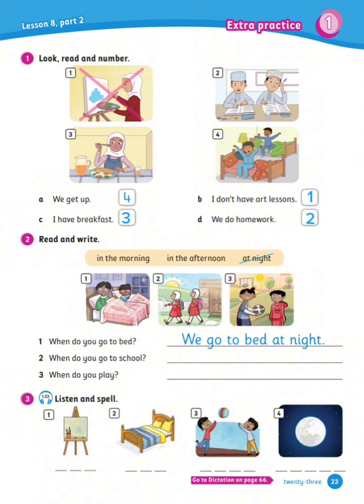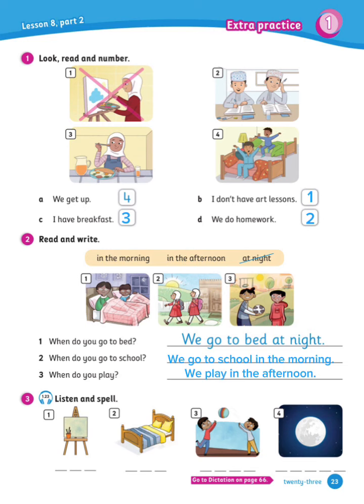Exercise number 2. Read and write. Look at these pictures. Then read the questions. Then answer the questions using the words in the box to help you. Let's see the answers. Number 1 is done for you. When do you go to bed? We go to bed at night. Number 2. When do you go to school? We go to school in the morning. Number 3. When do you play? We play in the afternoon.